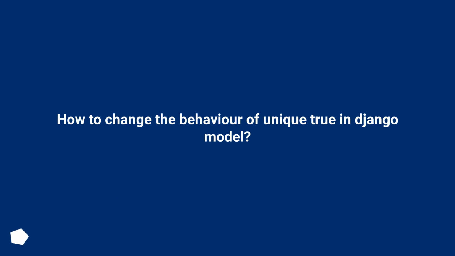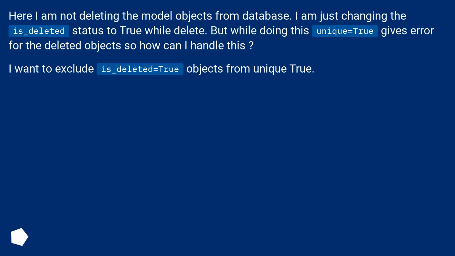How to change the behavior of unique=True in a Django model. Here I am not deleting the model objects from the database. I am just changing the is_deleted status to true while deleting. But while doing this, unique=True gives an error for the deleted objects, so how can I handle this? I want to exclude is_deleted=True objects from unique=True.